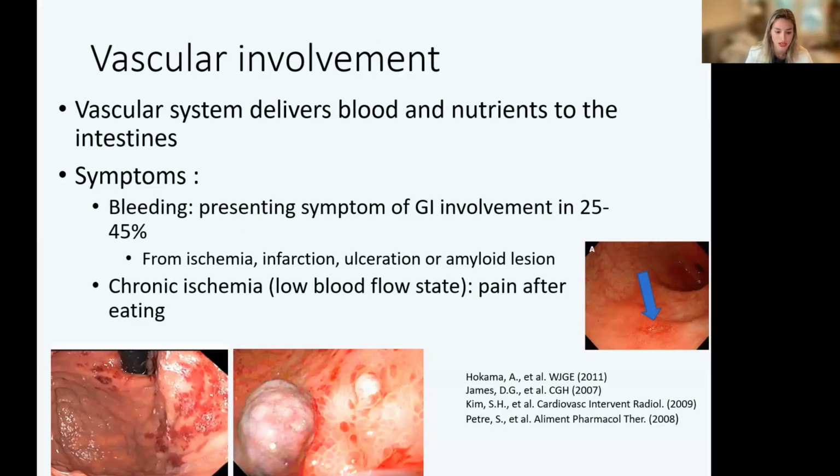mucosal lesions such as amyloidoma ulcers, erosions, polypoid lesions, hematomas, or submucosal hemorrhages, as you can see here in this image. Can also be associated with vascular friability, as we'll see here in this image, and small ulcerations. And in some cases, bowel ischemia or low blood flow states. Massive occult bleeding from the GI tract is usually seen more specifically with dialysis related amyloidosis.